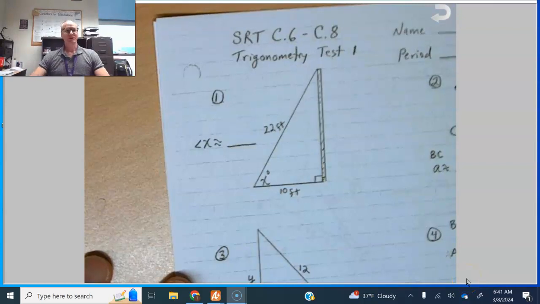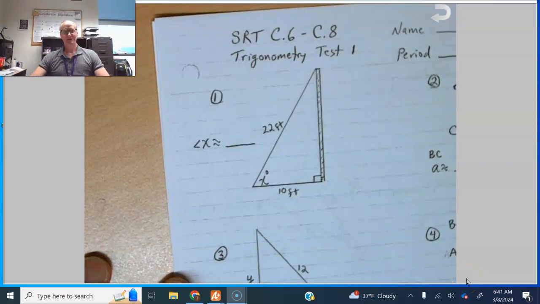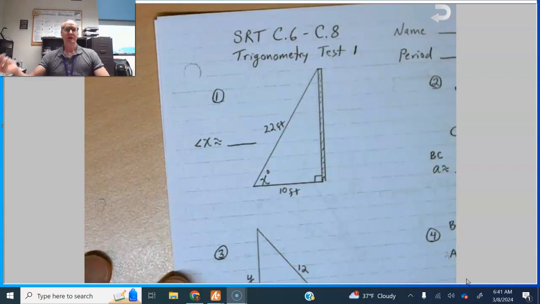Hi folks, we're going to take a look at the trig test. This is kind of the second one, but anyway, it's going to count for a lot, so do your best. You hopefully know what to do.